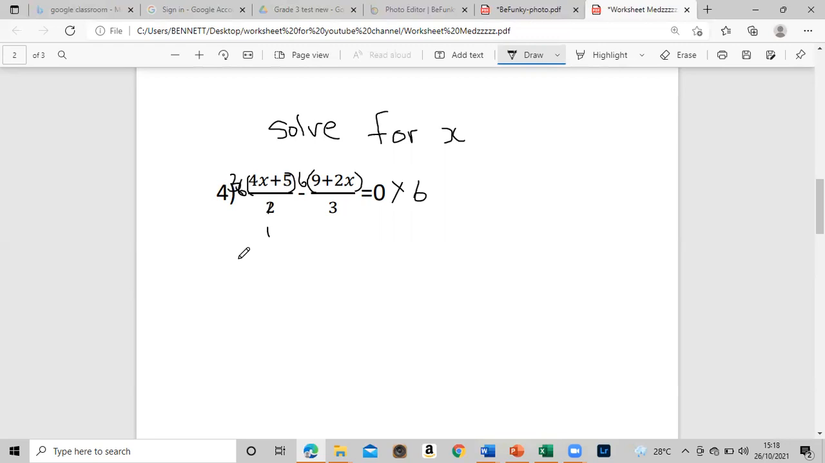Then we expand the bracket, 3 times 4, that's 12x. 3 times 5, that is 15. So 3, 5, 15. Now we're multiplying by 3 into 3, 1, 3 into 6, 2. So guys, remember, this is a negative 2, right? So negative 2 times 9, that's negative 18. And negative 2 times 2x, that's minus 4x. 0 times 6 is 0. Remember, anything times 0 is 0. Alright, so let's group the like terms.